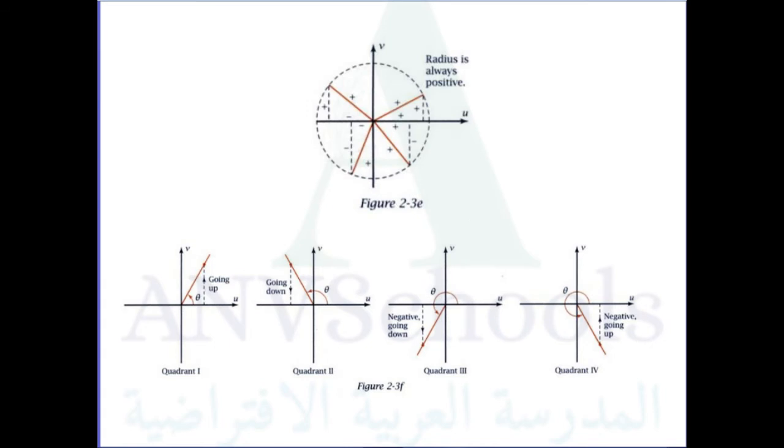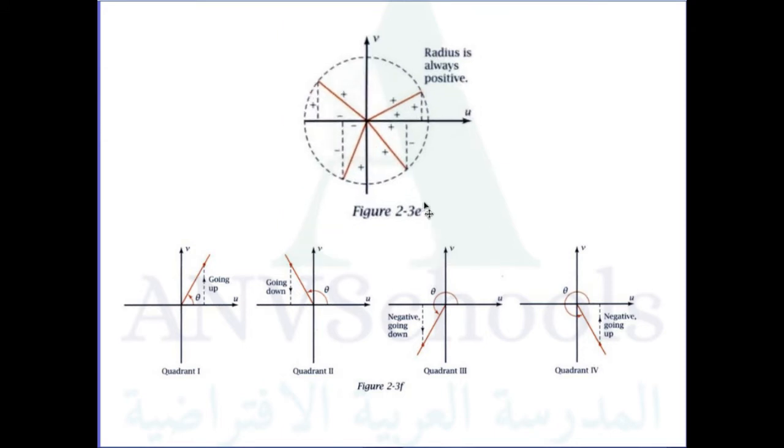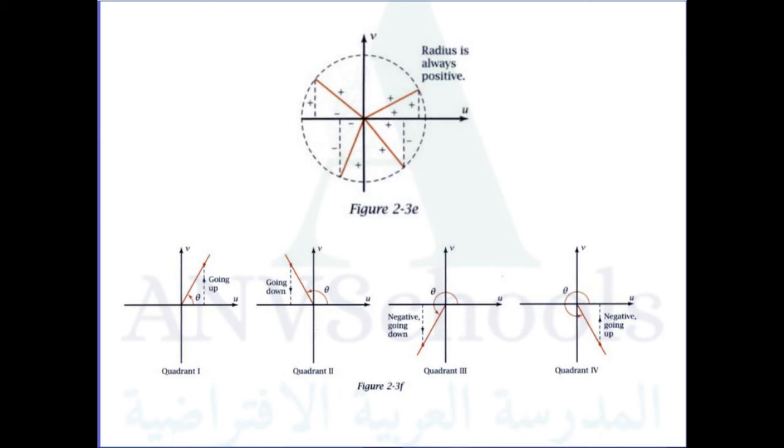So let us verify the positions of theta and also the values of cosine and sine theta. Presented here is a circle. This is actually a unit circle. And this unit circle is where the sine and cosine functions are taken.